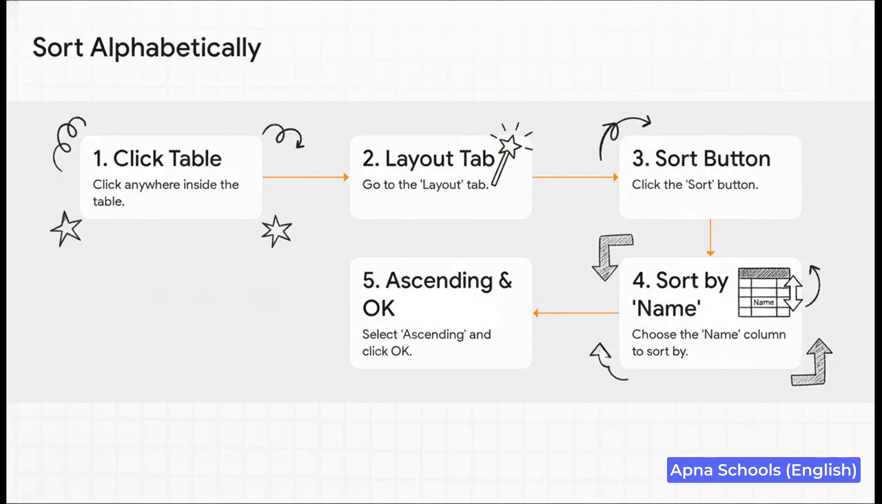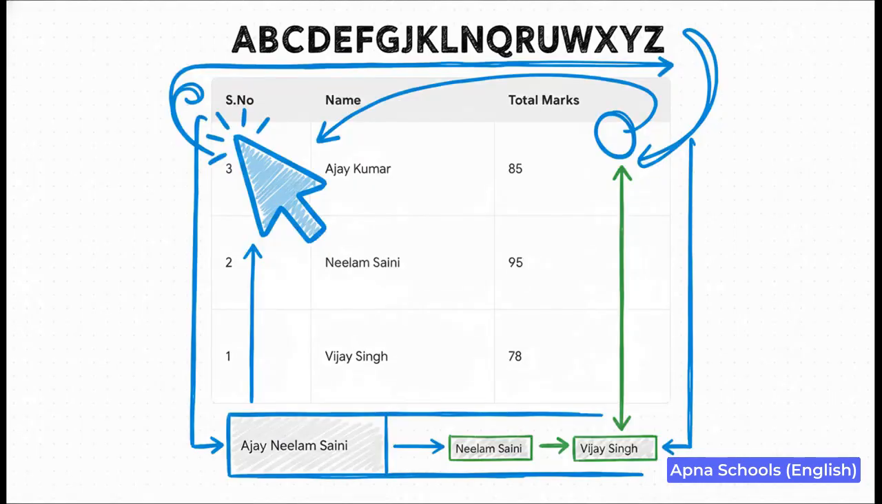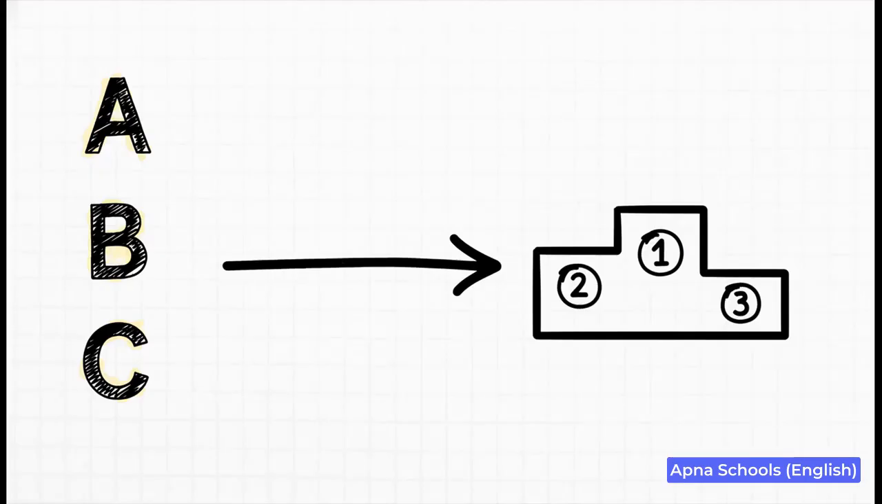The magic really happens in the Layout tab. Once you're there, you just tell Word what you want to sort by. In this case, the name column. And click Ascending. And boom, just like that. Look at the difference. The whole table just snaps into place. The names are in perfect A to Z order, and all their information, like their marks, moved right along with them. So simple.